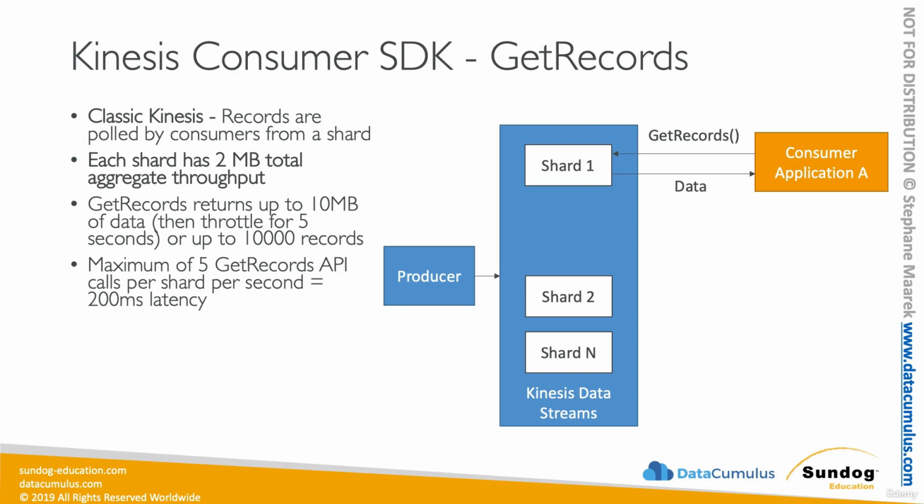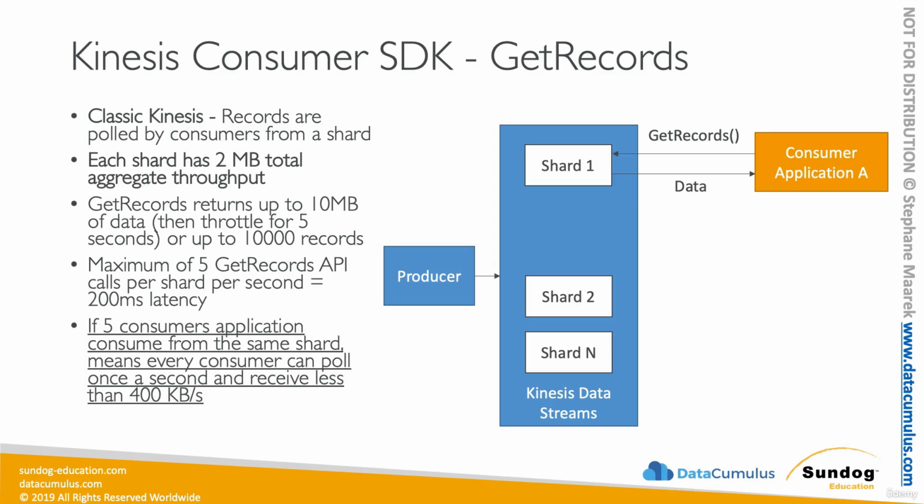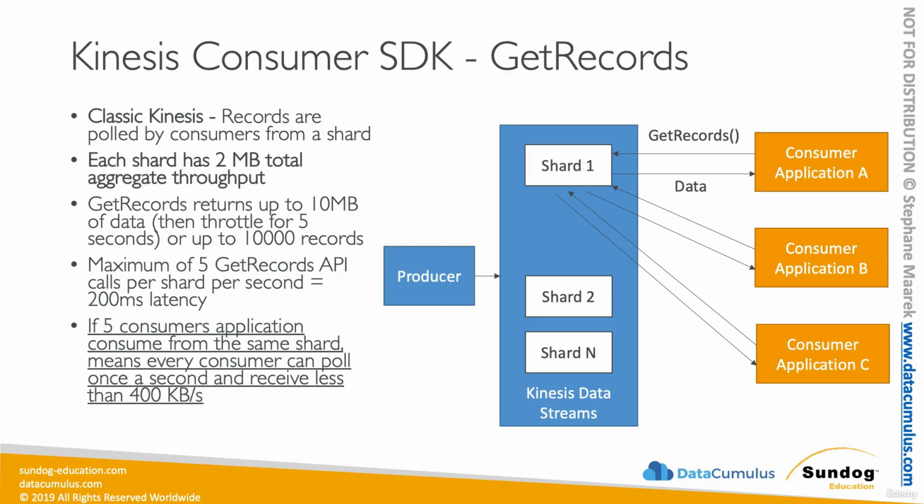If we look at these constraints and we start adding more consumers, well, if 5 consumer applications consume from the same shard, they're different applications and they all need to read the same data, then each consumer basically can poll once a second and can receive less than 400 kilobytes per second. So that means that the more consumers you have, the less throughput you will have per consumer. So if we had consumer B and consumer C, they will all share that limit of 2 megabytes per second per shard, and they will all share that limit of 5 GetRecords API calls per second. So it's really important to understand that, and we'll see how Kinesis Enhanced Fan-Out for consumers will solve that problem.